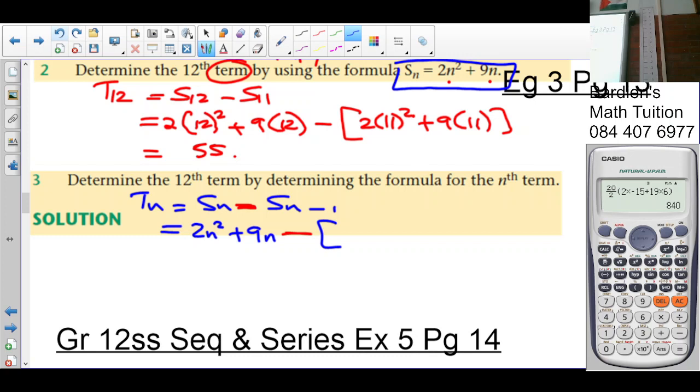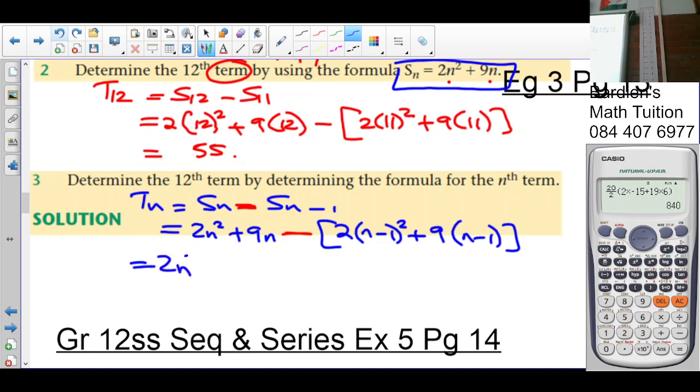So Sn minus 1 would be 2 into, wherever I see n I put n minus 1. It's n minus 1 squared plus 9 times n minus 1. Why do I have a block bracket here? Because of the negative outside. More than one term following a negative sign. Okay, so what do we do now?